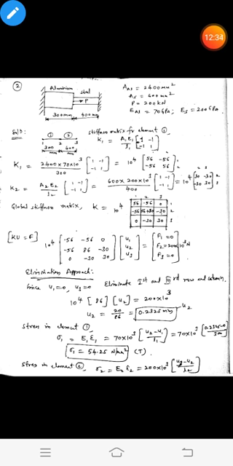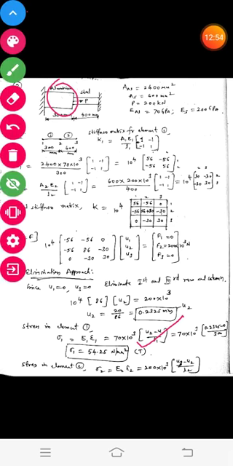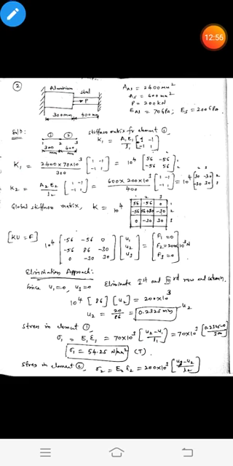Now sigma 1, the stress in element 1, we got after calculation 54.25 Newton per mm square. In the bracket I wrote T, that means tensile. That is, a tensile stress of 54.25 Newton per mm square is induced in element 1. Likewise, now we compute the stress in element 2 the same way.